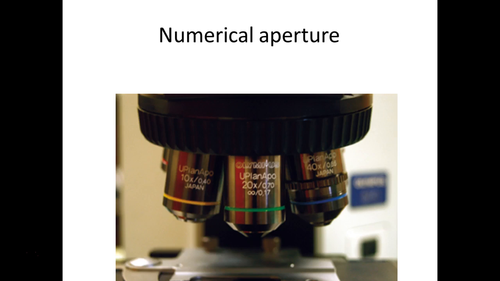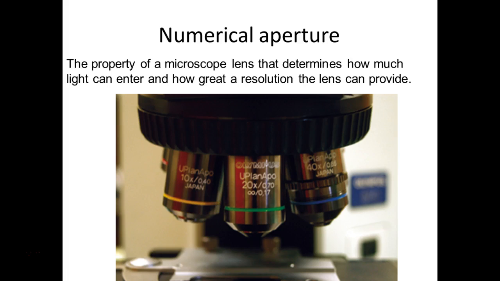Right, so we would use that, and the condenser is actually the lens in the stage that focuses light onto the specimen. So that one's important too. How good is it at focusing the light onto the specimen? And then how good are these objective lenses at focusing the light in and up so that you can see what you're looking at? So numerical aperture is the property of a microscope lens that determines how much light can enter and how great the resolution that lens can provide.